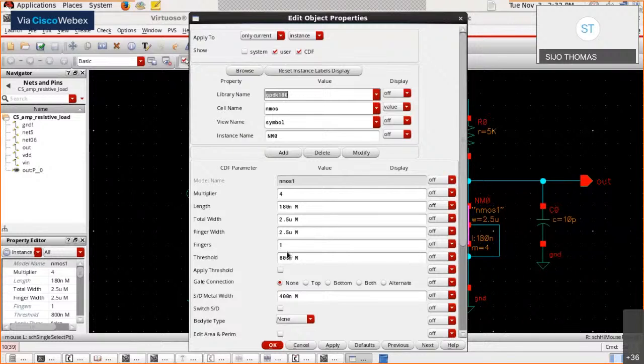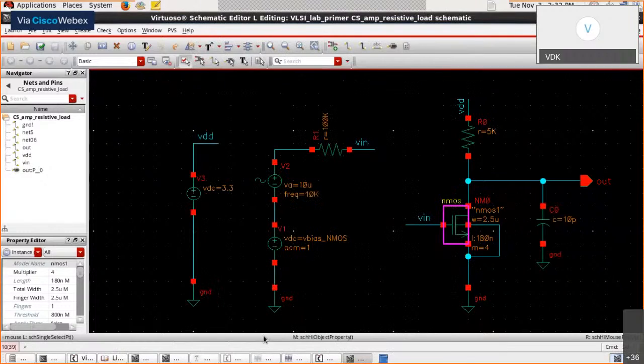So what Sijo has done is instantiated a MOSFET with the width of 2.5 microns, length of 180 nanometers, and then connected 4 copies of these MOSFETs in parallel. That effectively makes up total width of 10 microns, as obtained from the current density curve versus GM over ID. Is that right, Sijo? Yes, sir. All right, so let us just go back to the schematic.